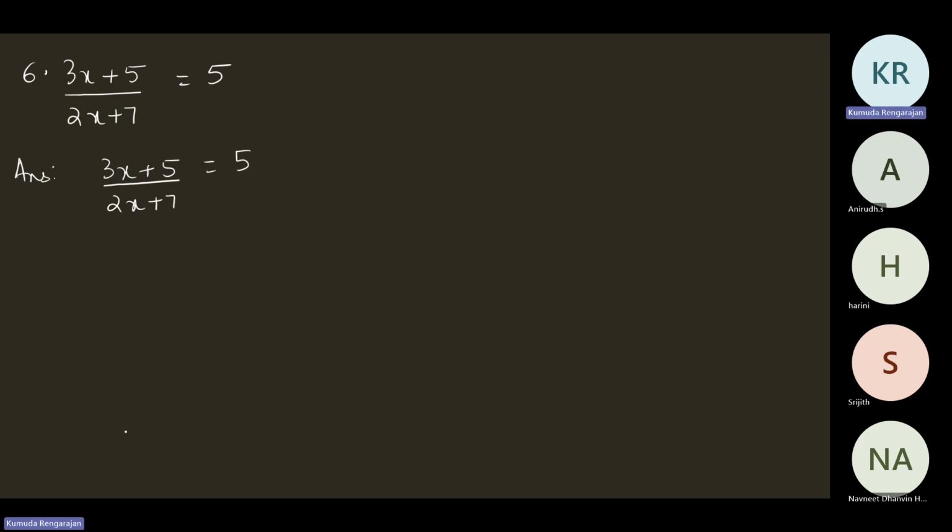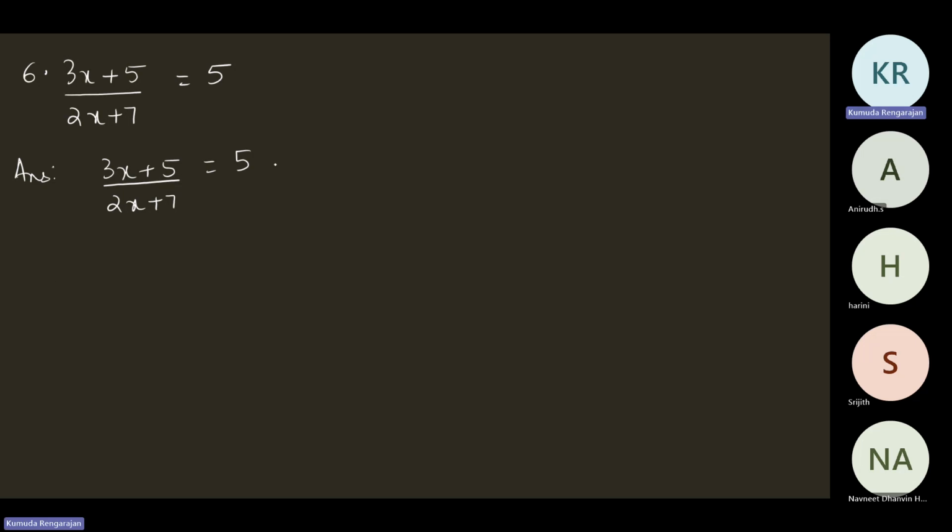So again, in this question, we have only one term on the left hand side, one term on the right hand side. And both the sides are completely simplified. You cannot do anything with the left hand side or the right hand side. LHS is completely simplified, 3x plus 5 by 2x plus 7. You can't do anything further with that. And on the right hand side, you have 5. Nothing you can do with that.